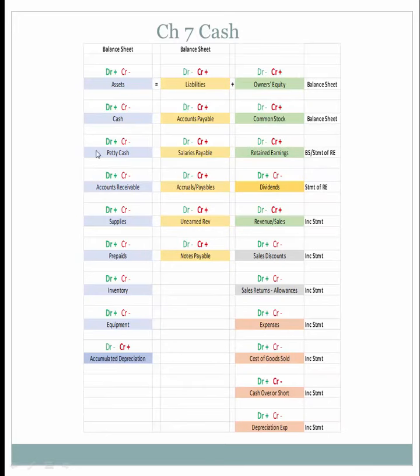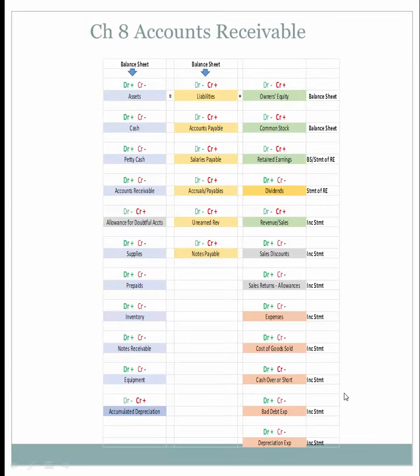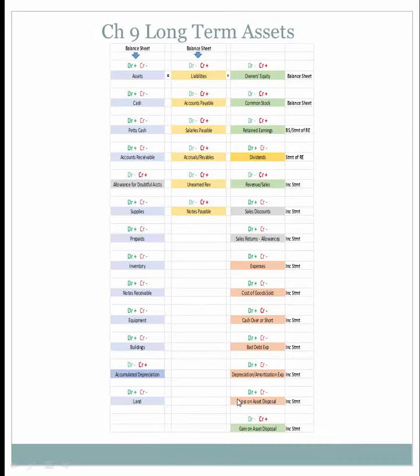Next, we learned about cash. We learned about petty cash. It is an asset that is increased with a debit. And we learned about cash over and short, which is found on the income statement. Accounts receivable we learned about next, and we learned about the allowance for doubtful accounts, which is a contra asset account for accounts receivable. Since accounts receivable is debit based, allowance for doubtful accounts is going to be credit based, or its normal balance is a credit balance. And we learned about bad debt expense, which is an expense on the income statement and increases with the debit.